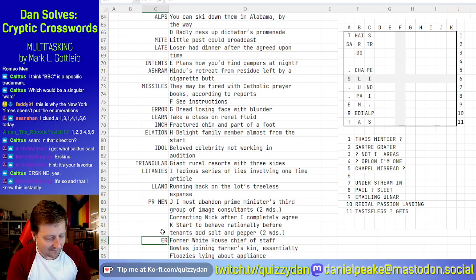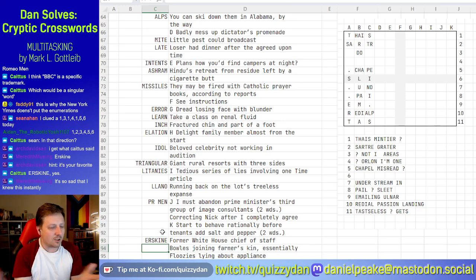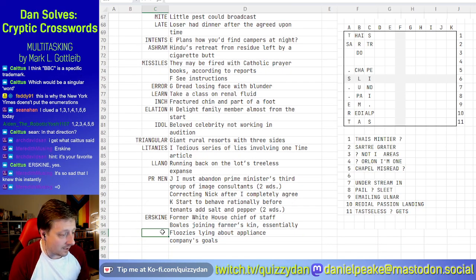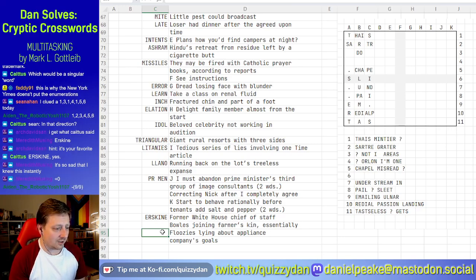Put the counter down. I did not find it. Erskine. But then I didn't know what I was looking for. So no, I didn't find it. Back to zero. Erskine. Floozies lying about appliance companies' goals. I mean, a loo? This is not another hint. Floozies lying about appliance companies' goals. Ooziously. I haven't got this. Have you?